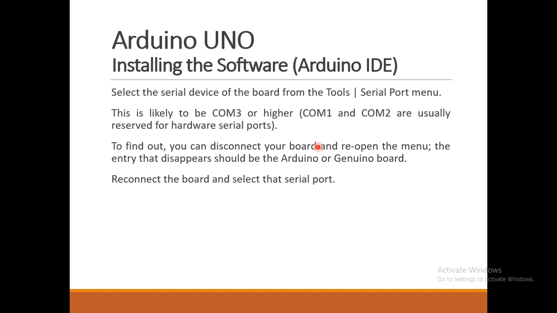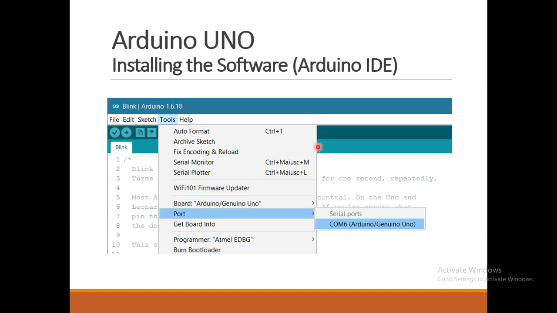Sometimes it is COM3, COM2 or COM1. So if you want to check which COM it is, just reconnect it and check which COM port is used for your USB board. When you disconnect and reconnect the board from the PC, it is going to show which port it is going to connect to. Now in this picture we have connected to COM6.